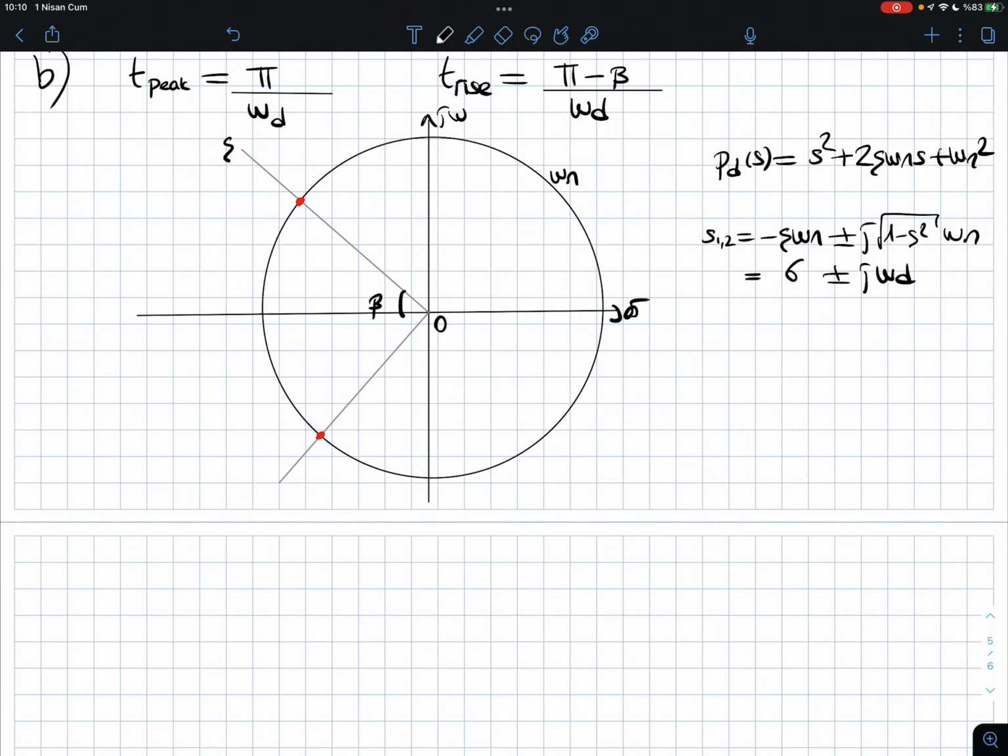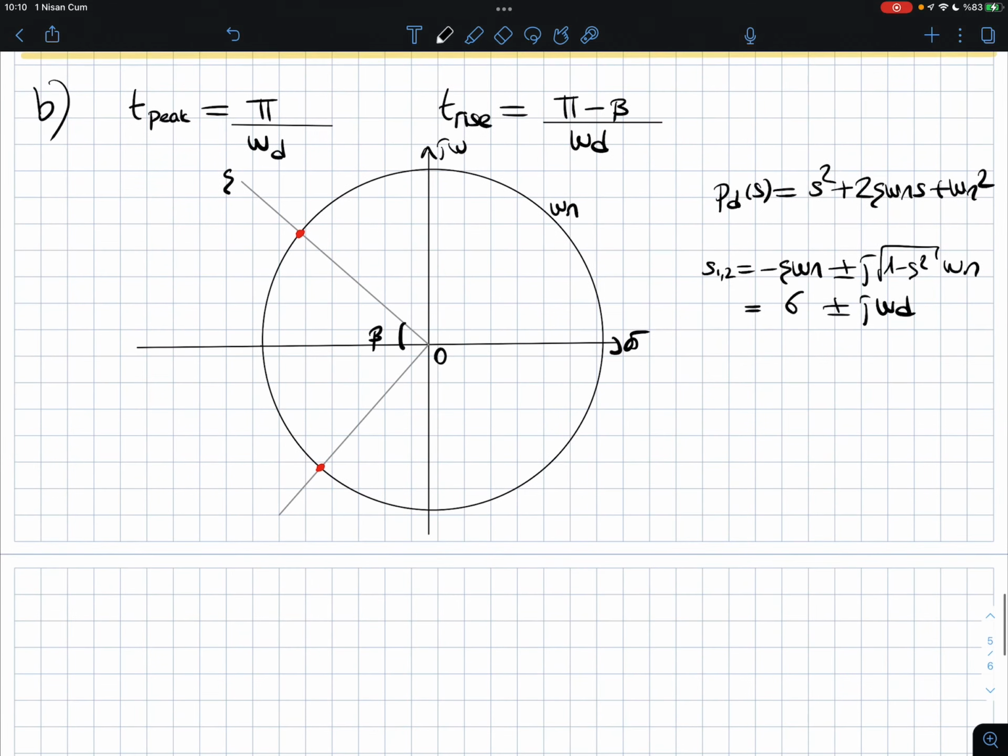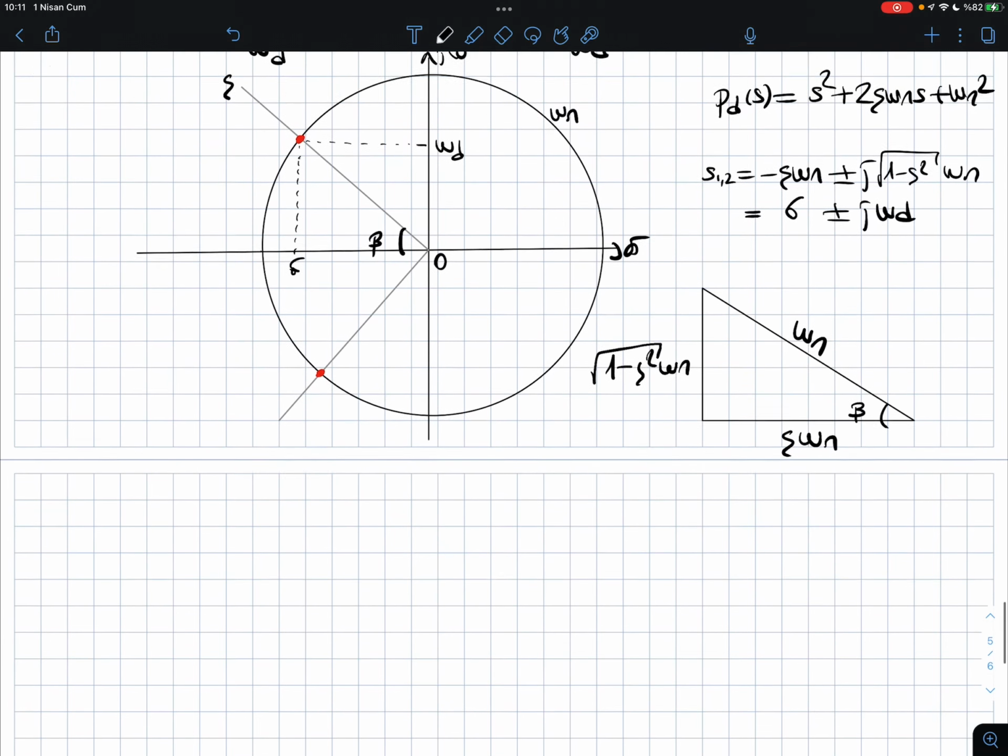So basically sigma is the real part of the solution and the imaginary part is the damped frequency. Now in the formula, omega d is actually the square root of 1 minus zeta squared times omega n. And if you see beta, then you can work out what beta looks like. If we look for the coordinates of this position, we can see that this is omega d and this is sigma. So let me draw you the triangle. Here, this is beta. This is sigma, or in other words, zeta omega n. And since this is the radius, this is omega n. And then we also have the square root of 1 minus zeta squared times omega n.